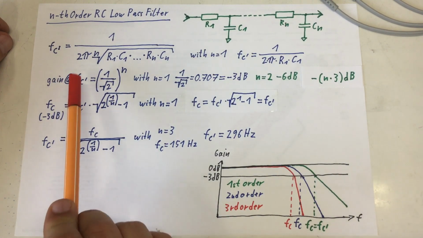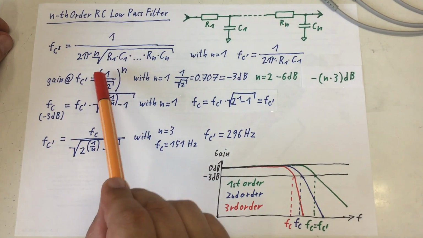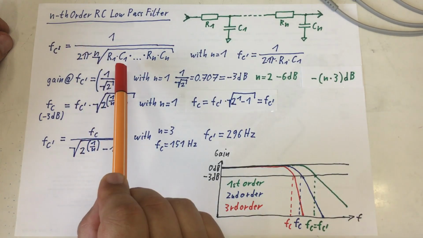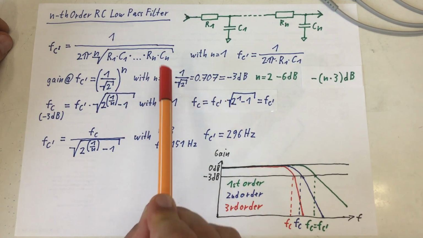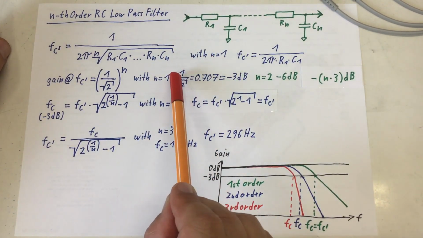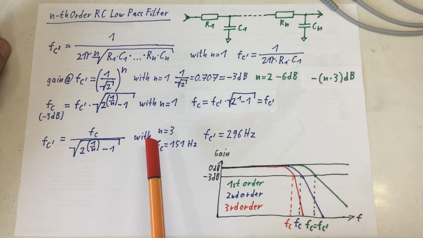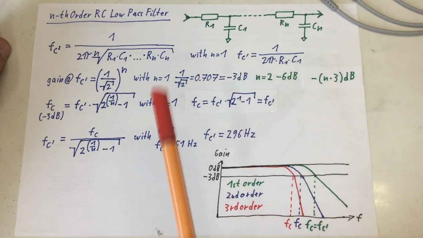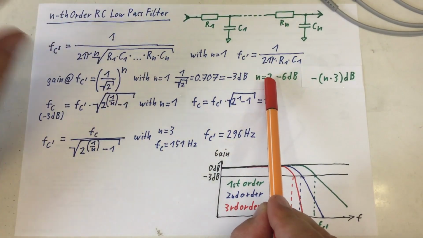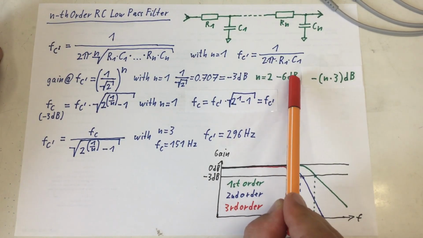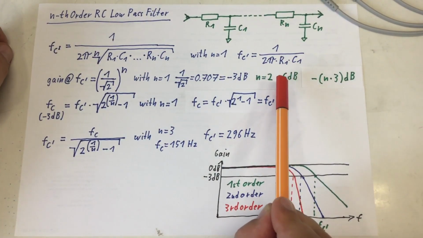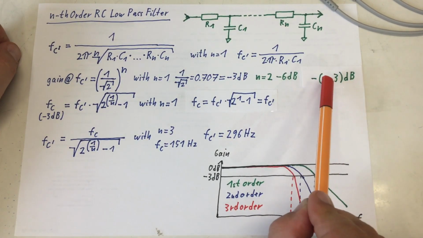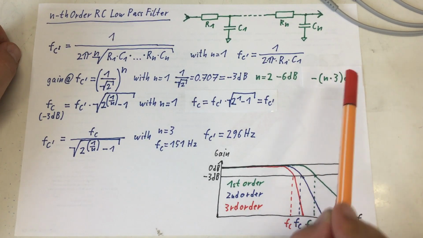The gain at the cutoff frequency is 1 over square root of 2 to the power of n. Again, with n equal 1, first order filter, that is just 1 over square root of 2 equals 0.707 equals our usual minus 3 dB. But for n equal 2, second order RC low-pass filter, it's minus 6 dB. Third order, minus 9 dB.